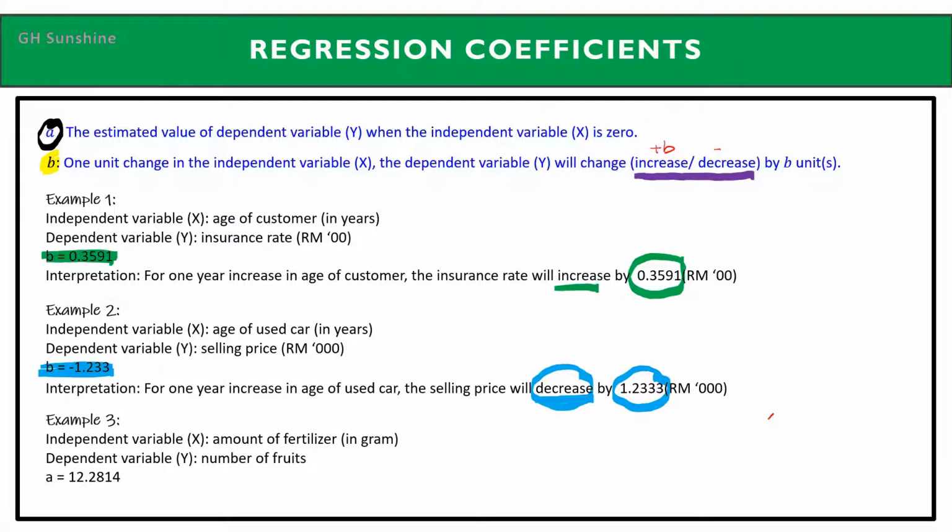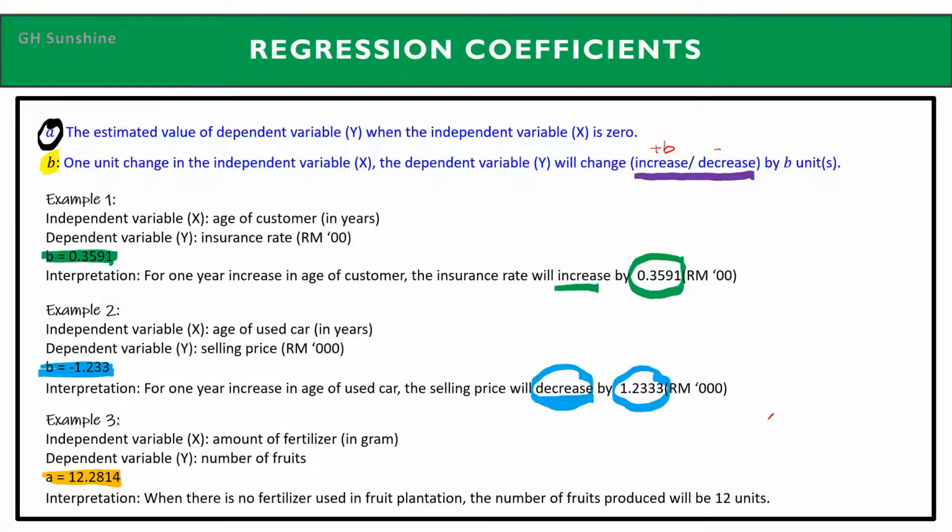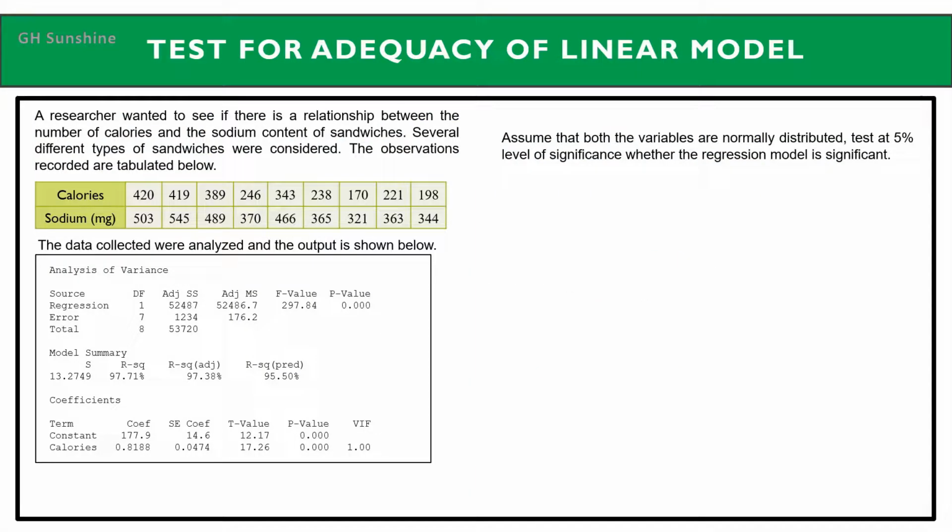Third example, explain the value of a. The constant value a equals 12.2814. When there is no fertilizer used in fruit plantation, the number of fruits produced will be 12 units. So recall back this one. When x equals 0, y will be a.